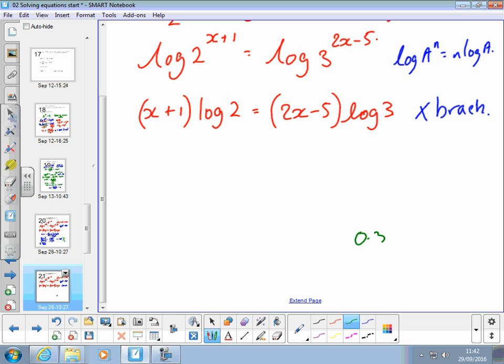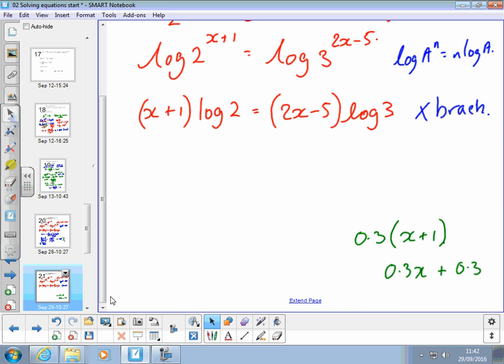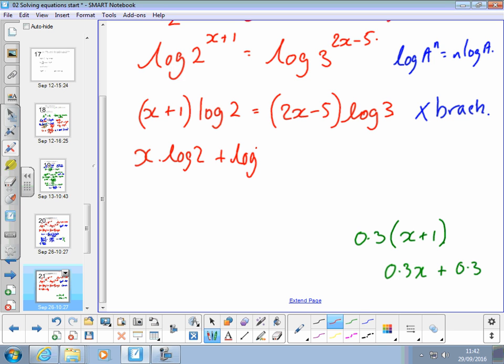So I've got 0.3 times x plus 1. What would you tell me I got? 0.3x plus 0.3 times 1 is 0.3. Alright? So, knowing that log 2 is just a number, how do we multiply out them brackets? x log 2, x times the log of 2, that's our x times 0.3, plus the log of 2, equals. Now apply the same rules to the other side.